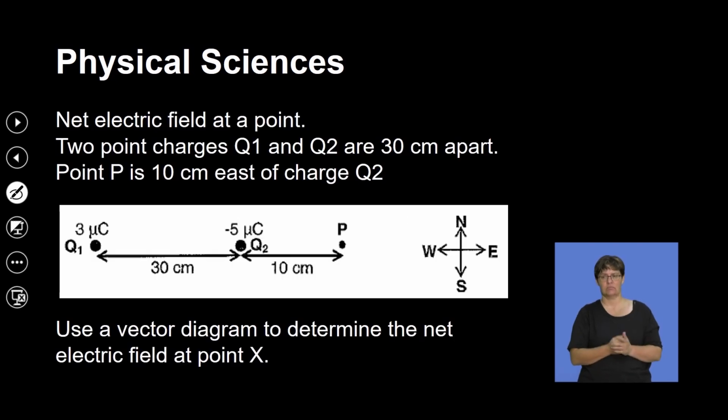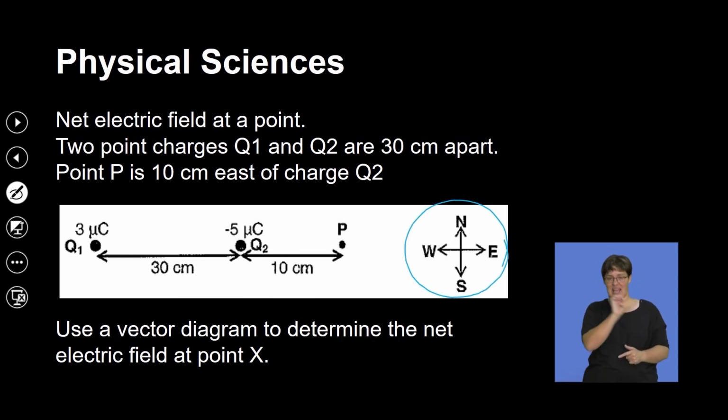Okay, let's change gears and look at something different. The net electric field at a point, okay? We've got 2 point charges, Q1 and Q2, which are 30 centimeters apart, and P is a point that is 10 centimeters east of charge Q2. Direction, direction, and direction. The moment we see that, we can no longer use left and right. Q1, Q2, and point P are collinear. It means they fall on a straight line, okay?